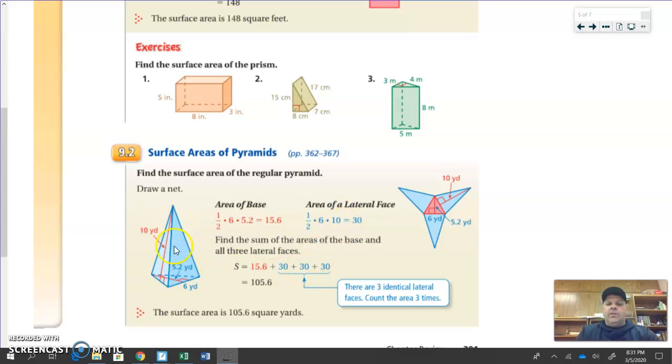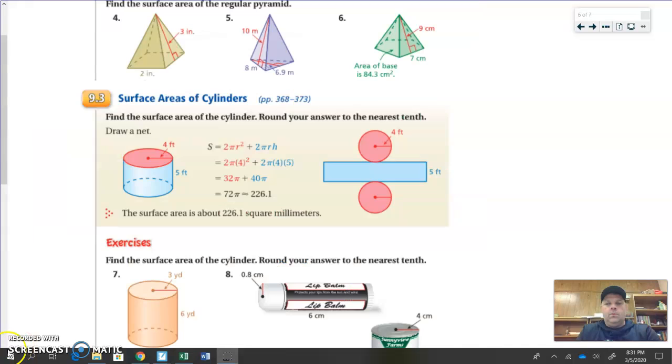And then on each of these 3 triangles, we have a base of 6, a height of 10, that is 60, half of that is 30. There are 3 of them, so I add all those together. The surface area is 105 square yards.